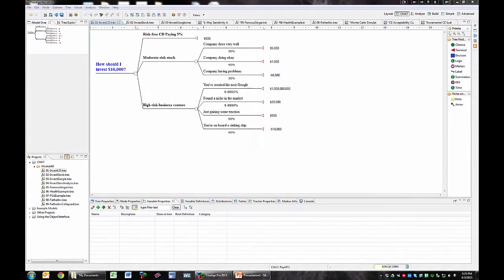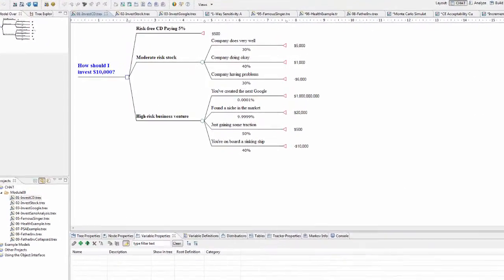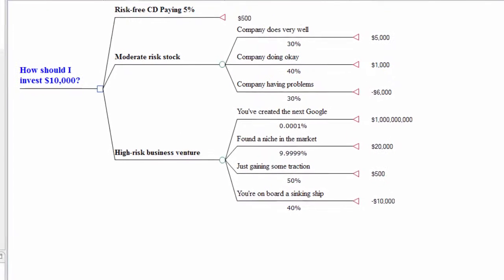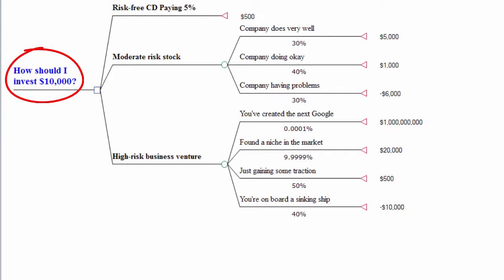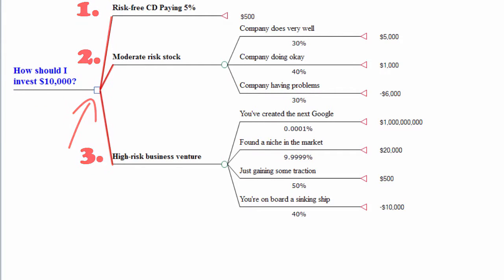So this is perfect for a decision analysis model involving cost. Here's a visual schematic that constitutes the most basic of decision analysis models and that describes your conundrum perfectly. Your decision is right here. How should I invest $10,000? Then, emanating from what is called the decision node, are the 3 investment strategies you're trying to choose between. You can either put your money in a risk-free CD paying 5% interest, purchase a moderate risk stock your financial guru recommended, or throw the money into a high-risk business venture.